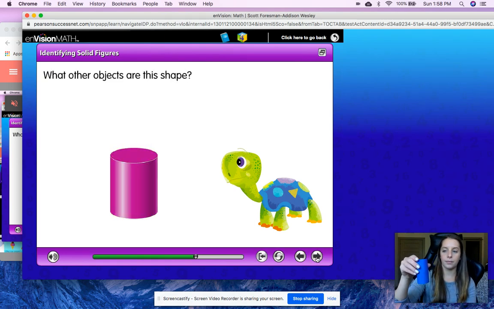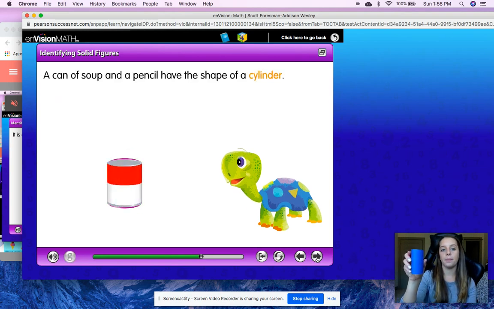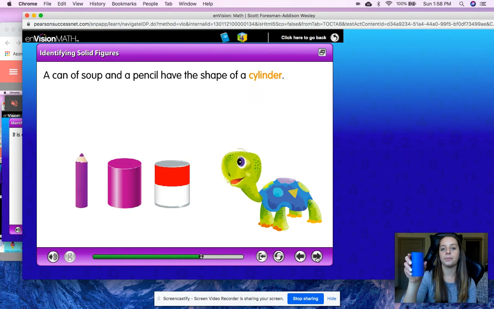What other objects are this shape? Think about something else that could be in your home that might have this same shape. A can of soup and a pencil have the shape of a cylinder.